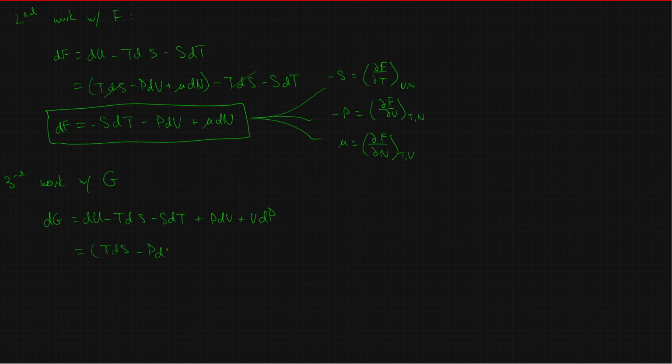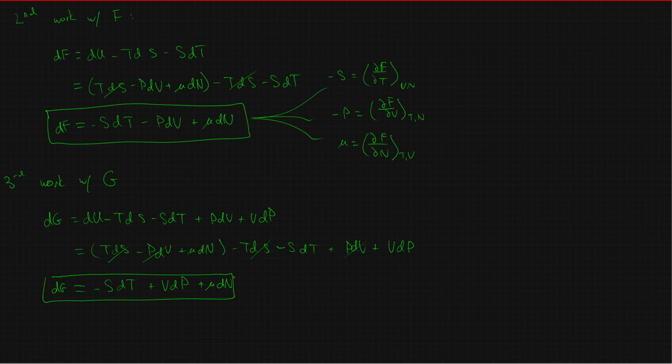just for the sake of everybody seeing it. Minus T dS minus S dT plus P dV, plus V dP. All right, so now for the enthalpized version of the Helmholtz free energy, or the Gibbs free energy, this term cancels, so the T dS cancels, and the P dV cancels, which is basically what we'd expect. So the relationship that we get for dG is that it is related to minus S dT plus V dP plus mu dN. That is dG.